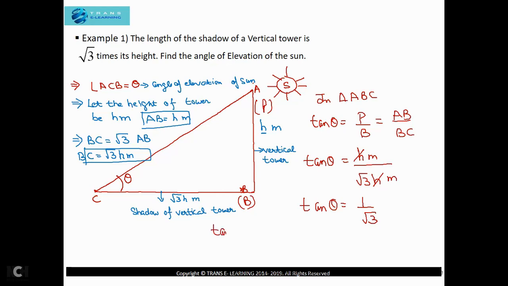So I'm going to write here tan theta is equal to tan 30 because tan 30 degree is equal to 1 upon root 3. So this implies that theta is equal to 30 degrees, which is the required answer. So the angle of elevation of the sun is 30 degrees.